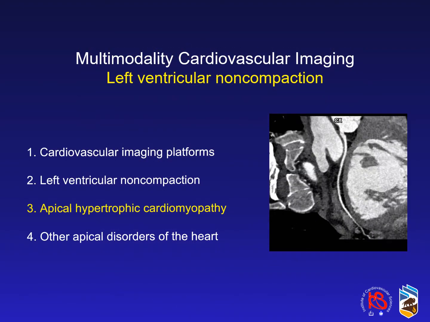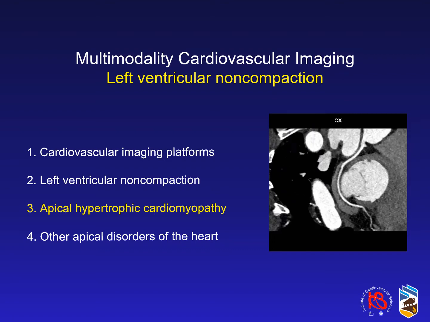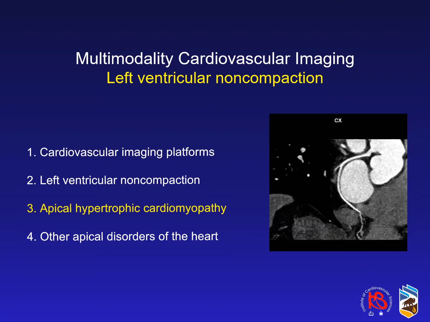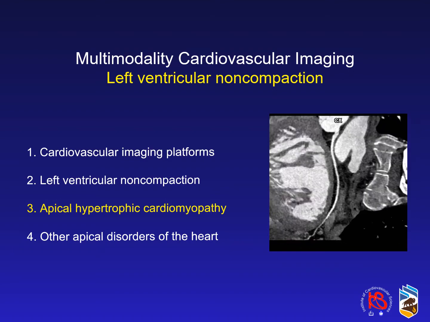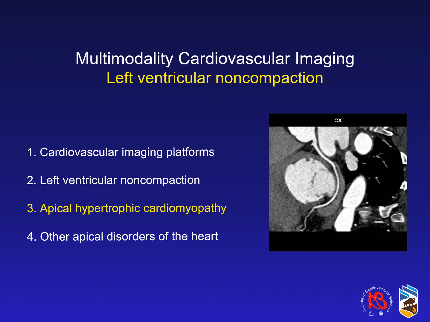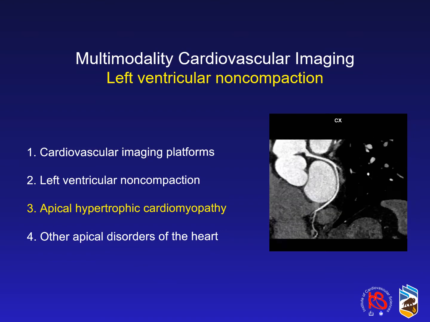Now that we have a clear idea of the various cardiovascular imaging platforms and specifically how we diagnose LV non-compaction using echocardiography and cardiac MRI, let's focus on another apical disease, that being apical hypertrophic cardiomyopathy.